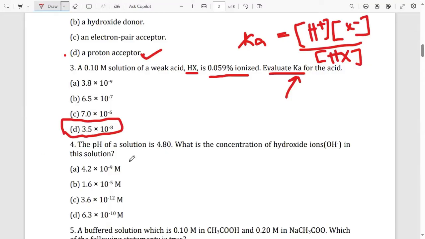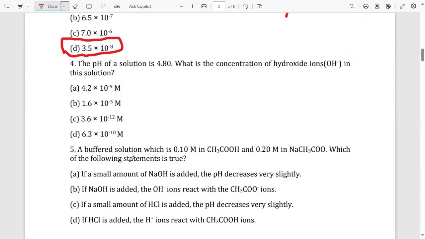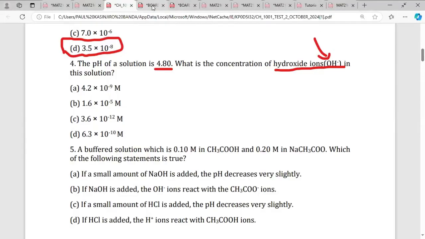If there are no questions there, I'll go to question 4. We've been given the pH of the solution as 4.8. What is the concentration of the hydroxide ions in this solution? From this pH, we first have to calculate the pOH, and that pOH can help us find the concentration of the hydroxide ions.